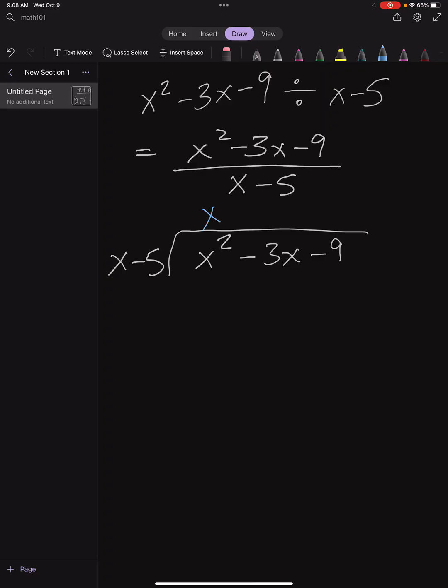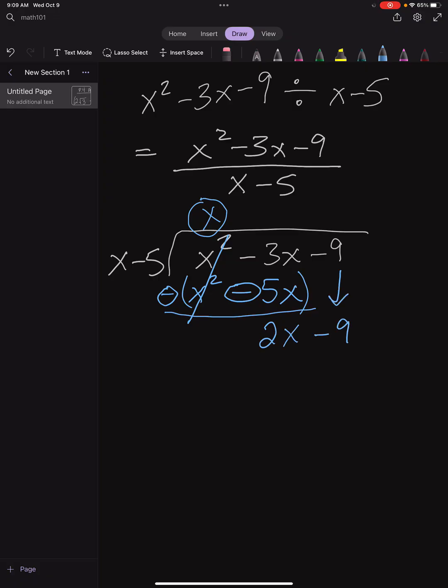And then what I'm going to do is multiply this x by both terms in x minus 5. So x times x is x squared. X times minus 5 is minus 5x. And here's where parentheses are important. I want to subtract this entire thing. Notice how the x squareds are going to cancel. And really I'm doing a minus a negative 5x. So I'm adding 5x to negative 3x, which is a positive 2x. Carry the negative 9 down.